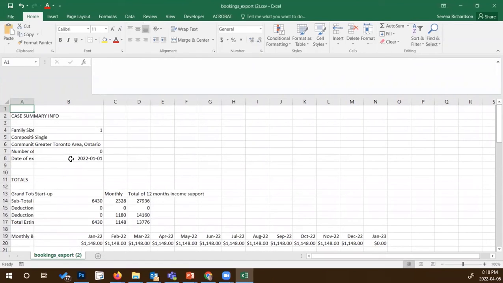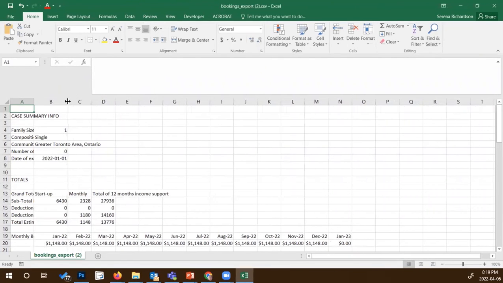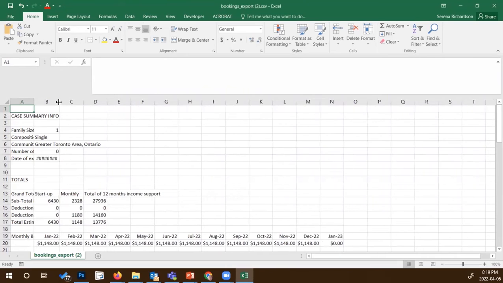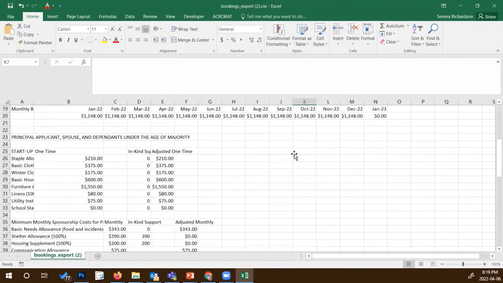When you can't see the information, it'll be like little hashtags showing. That's because the information can't be viewed. So you see here, it's all a bunch of hashtags. Just double click on this line here, and that will make the information viewable. So it looks like most of the information you can see now.